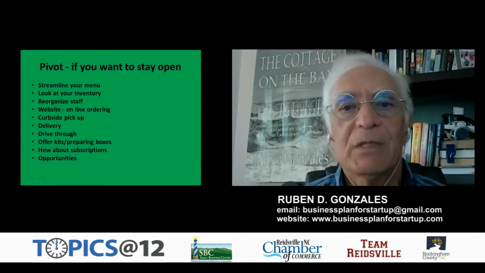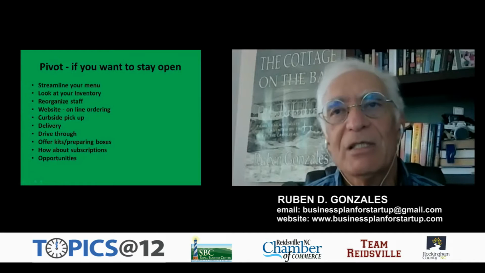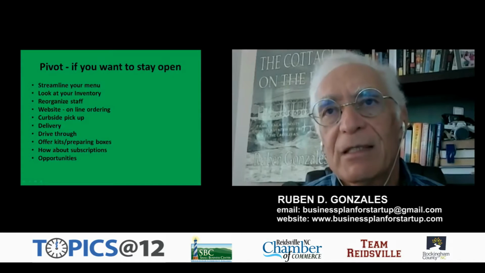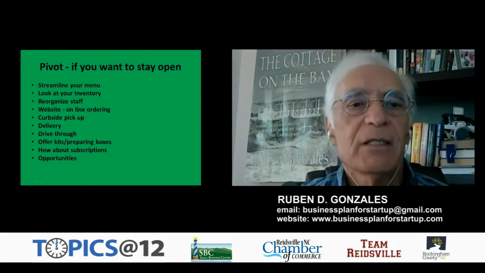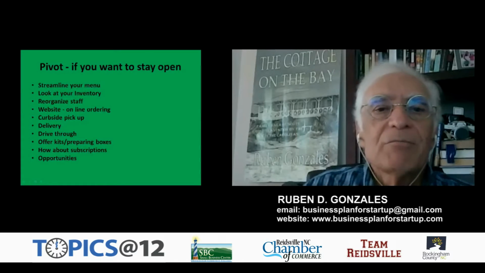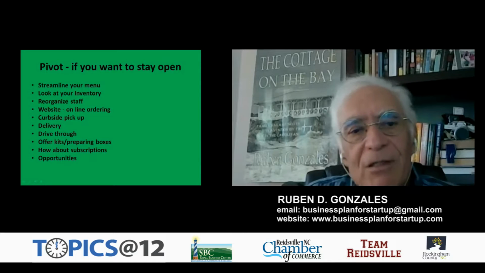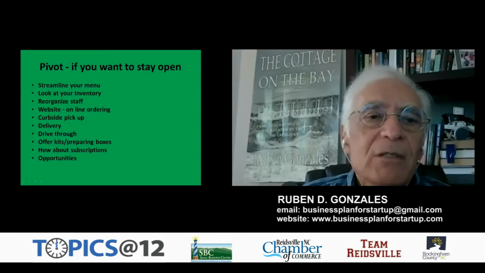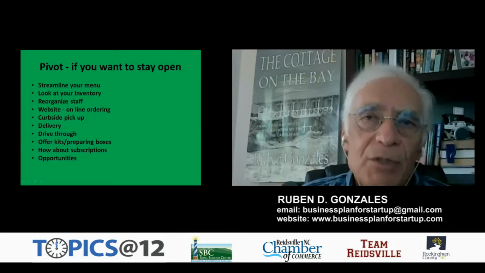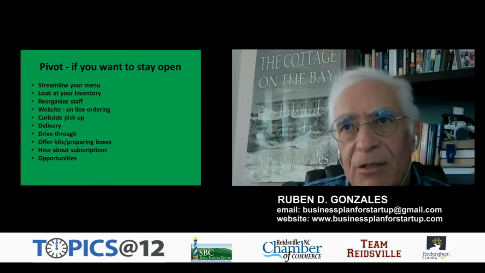So pivoting is what we like to say to talk about. So if you want to stay open, then you really got to take some measures to really make that happen. So first bullet here is, you should be streamlining your menu. Things aren't like it was before, where you might have had a menu of a couple of 100 items, but you should be looking at ways to streamline that menu for a lot of reasons. I think you can think about this.